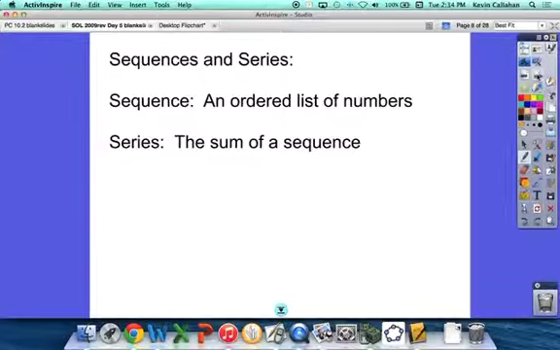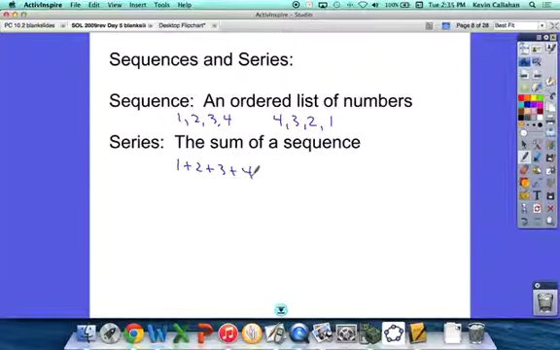So remember what a sequence is, right? It's an ordered list of numbers, meaning it's a list of numbers, and order is important. If I have 1, 2, 3, 4, that's a different list of numbers than 4, 3, 2, 1. Right? Order is important in a sequence. And the series, what we call a series, is the sum of a sequence. So the series here would be 1 plus 2 plus 3 plus 4. So just basic definitions.